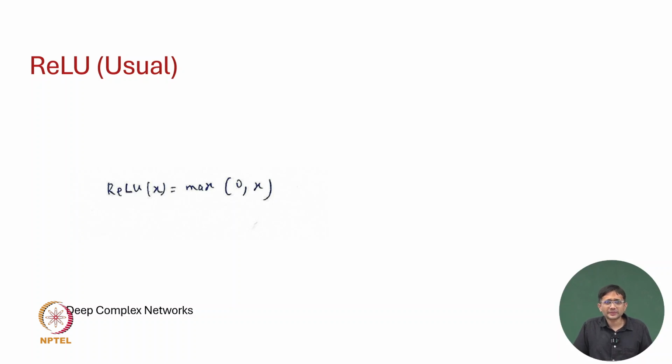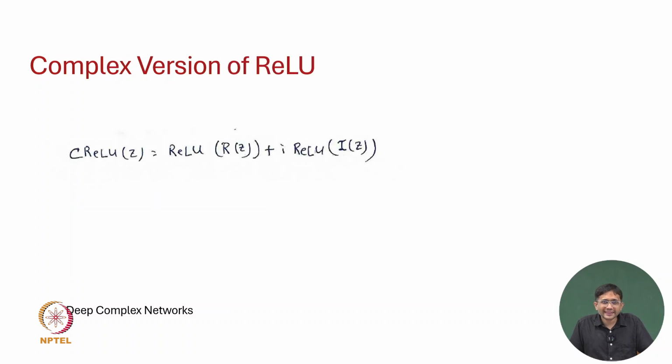So how does the usual ReLU look? You just take a given input and take the max of 0 and the input, right? So now, how do we convert this to the complex format? We cannot just use a max function like this, right? So there, again, there are multiple versions of ReLU that have been proposed in the context of deep complex networks.